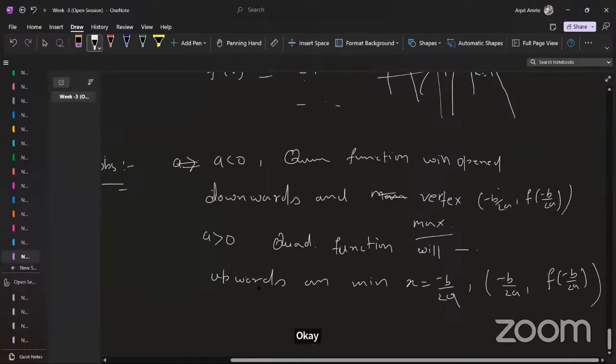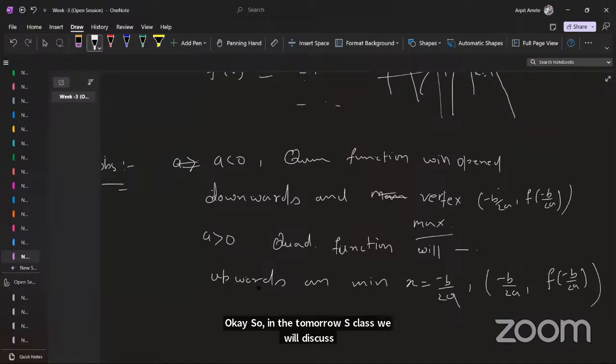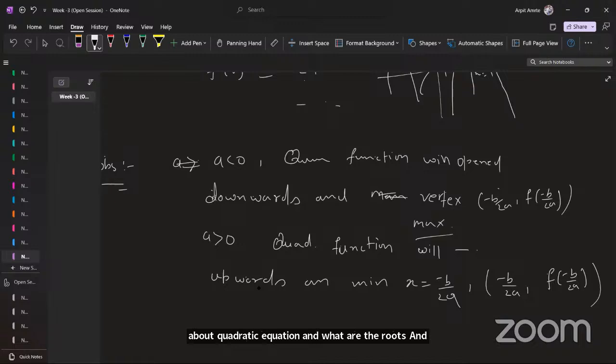In tomorrow's class, or the day after tomorrow's class, we will discuss quadratic equations and roots of the equation. Basically we will discuss how to find the roots and some of the properties of quadratic equations. My request is please watch the video so that you can easily connect all those things.